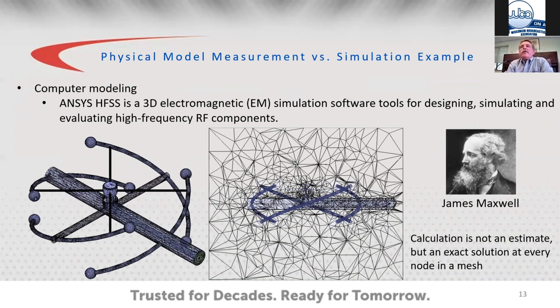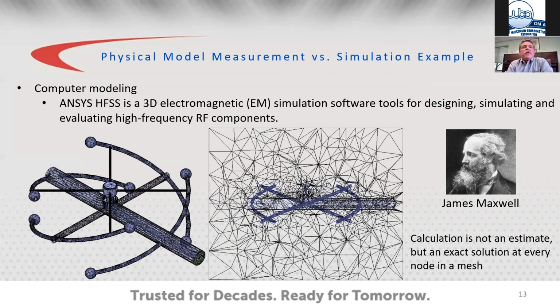The computer modeling was done with HFSS, which is an ANSYS product. It's basically a 3D electromagnetic simulation tool. And we use this extensively for designing all of our antennas, RF systems, and components, as well as radiation studies, such as near-field drone study comparisons.